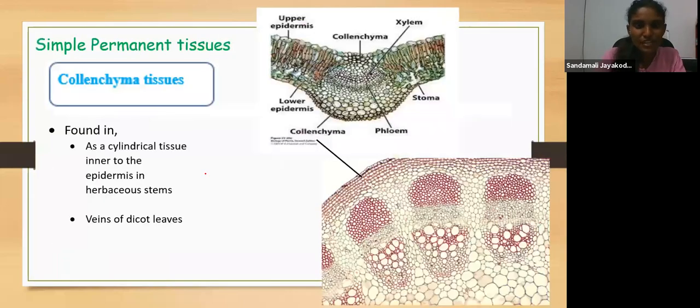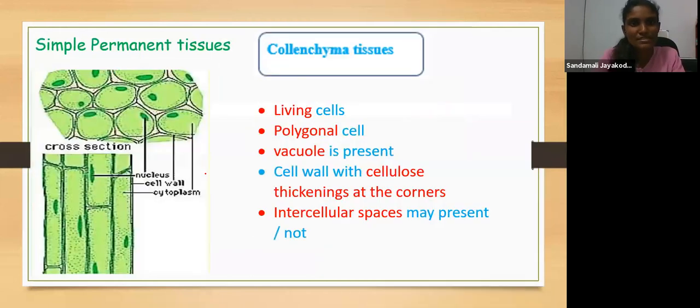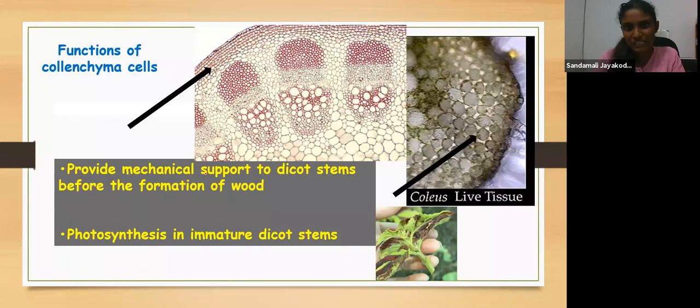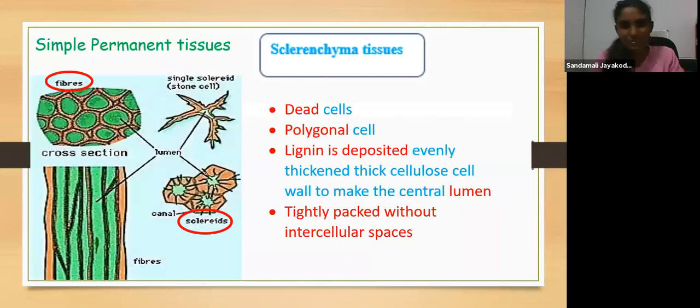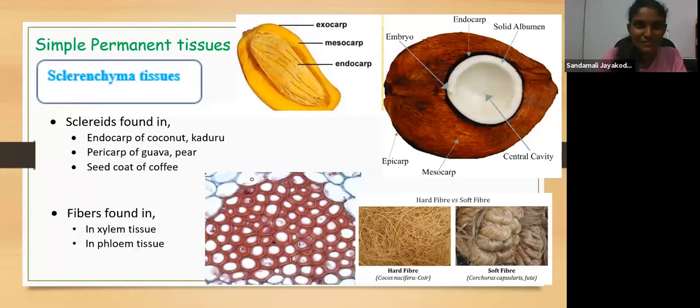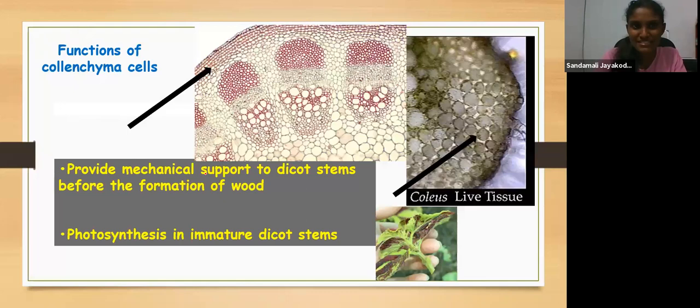Then we are going to discuss these simple permanent tissues, here collenchyma and sclerenchyma. We have another 10 minutes. I think we will be able to finish this area. Yeah, okay.